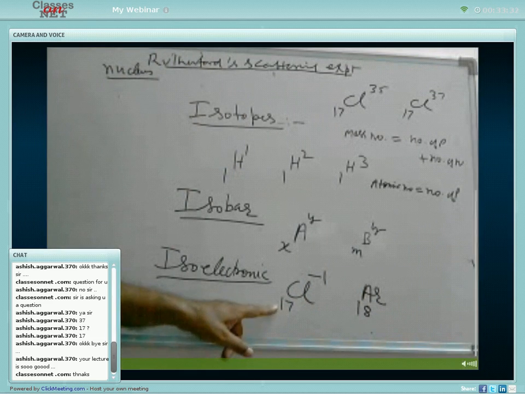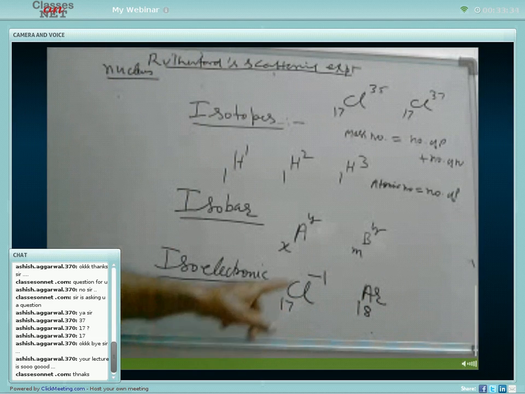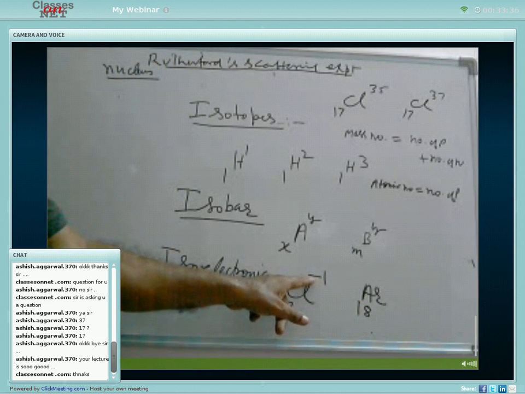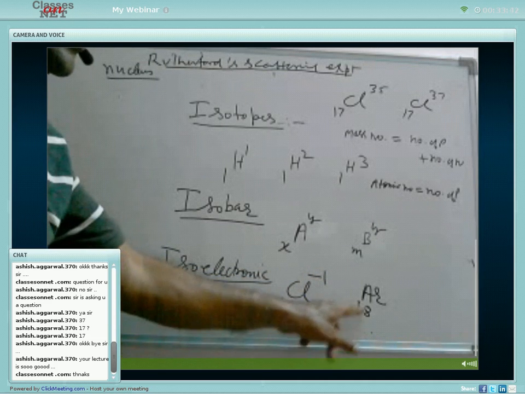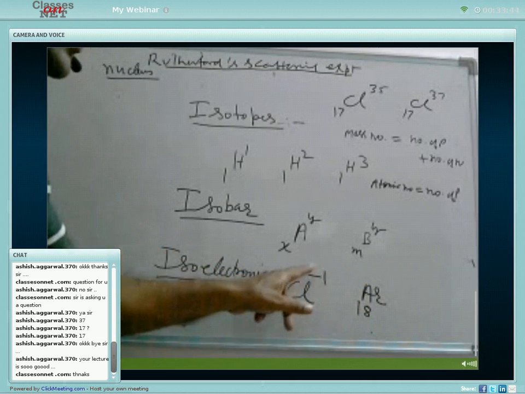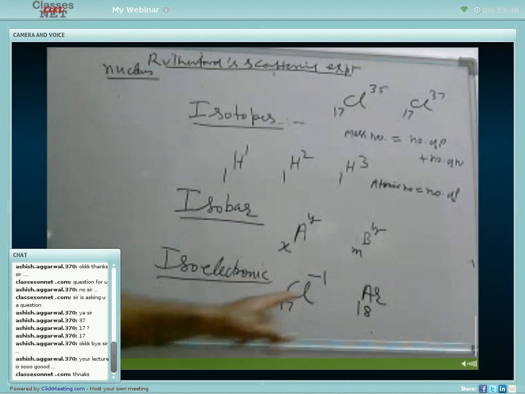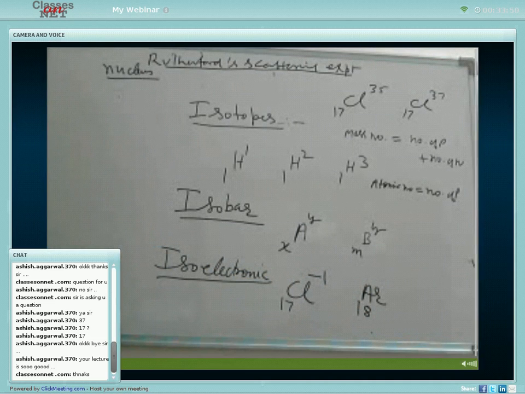So it consists of 17 protons and 17 electrons, and because there is a -1 charge, it has gained 1 electron, so the total number of electrons becomes 18. And here there are 18 electrons, so the number of electrons is the same. So these are called isoelectronic. Isoelectronic species are those which have got the same number of electrons.